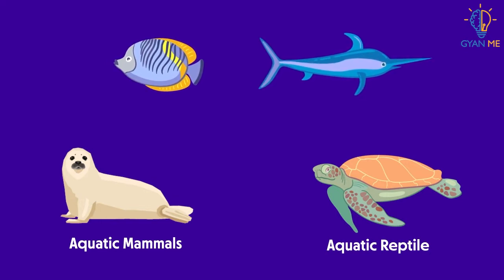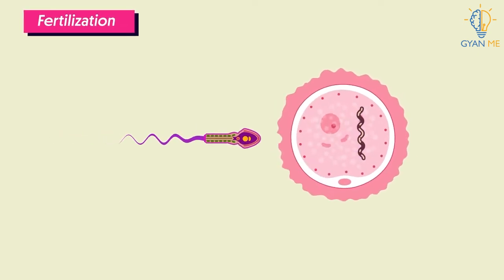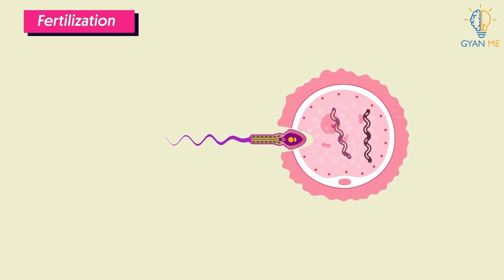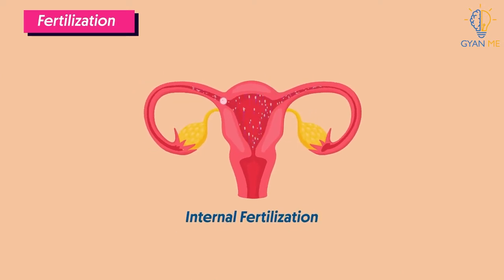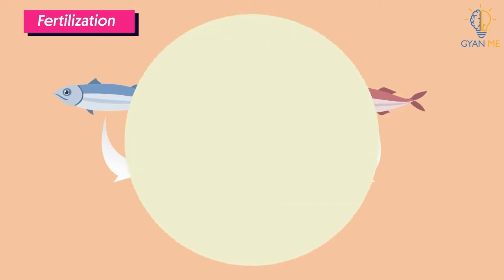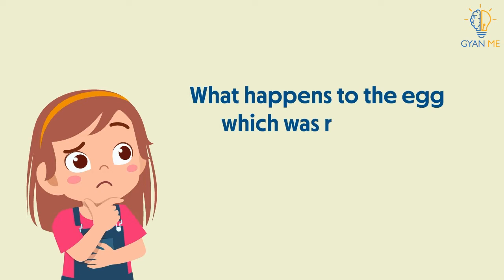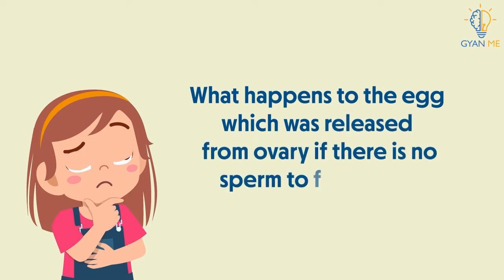Now students, what we have seen is fertilization is the event where male and female gamete fuse with each other and forms diploid cell called zygote. The fertilization can be internal, that is inside the female's body, or can be external, that is outside the body of female. Now students, the question to be asked is, what if there is no fertilization? What happens to the egg which was released from ovary if there is no sperm to fertilize it? Can you think about it?